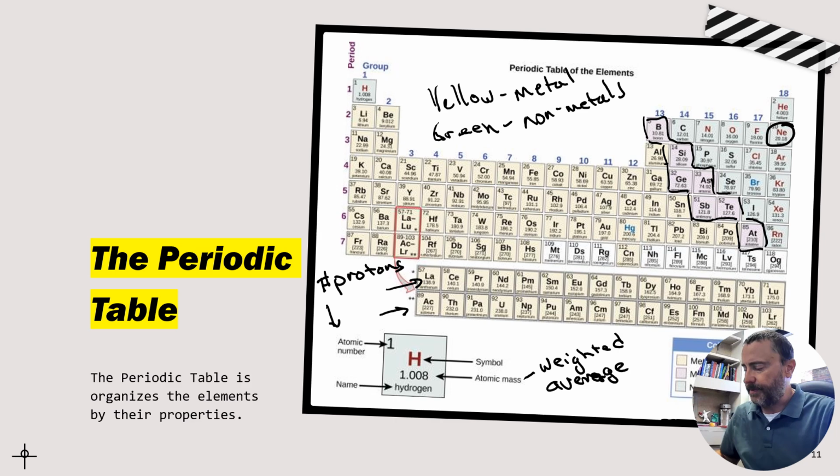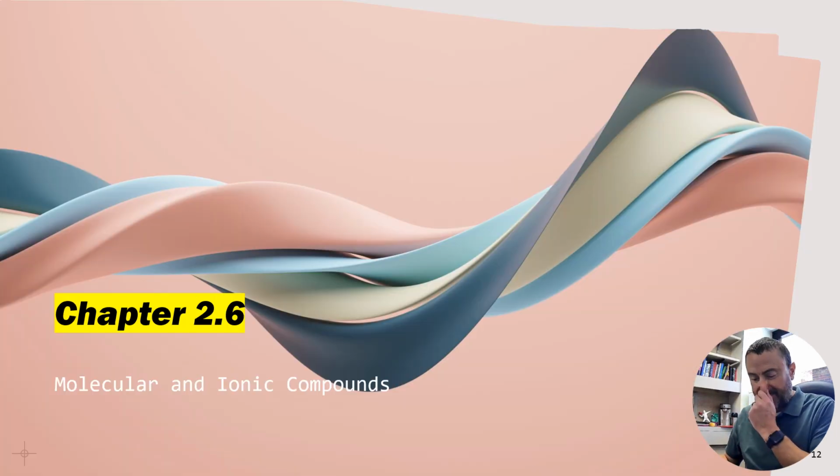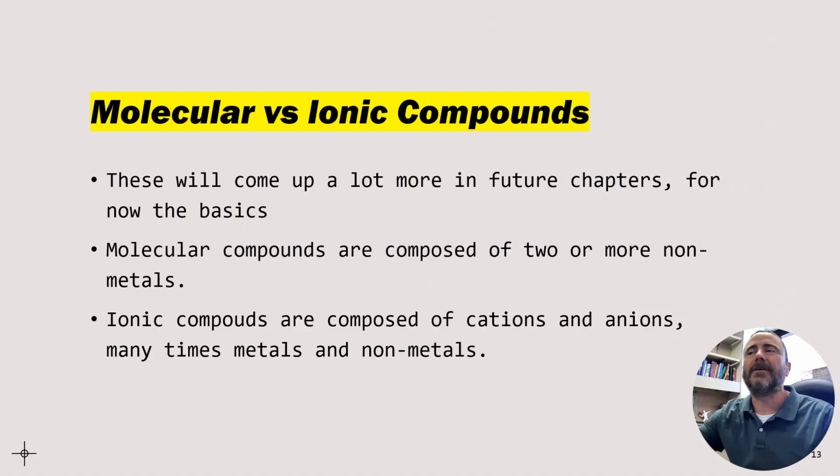All right, now let's move on to section 2.6, which is molecular and ionic compounds. Again, there is an entire chapter devoted to molecular and ionic compounds to come. So this is just us dipping our toe in the pool to get an idea of what we're talking about with those things.